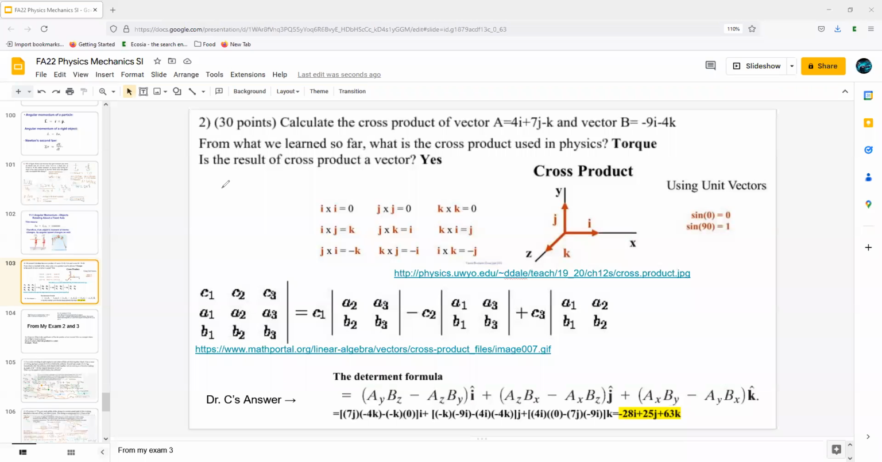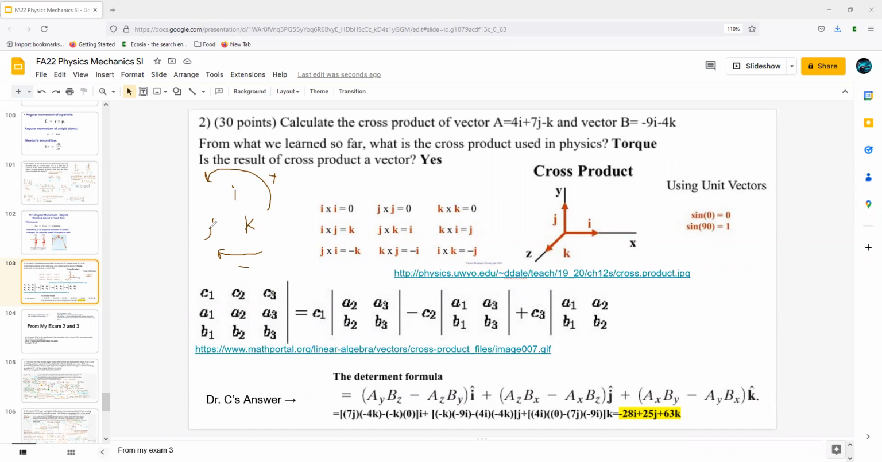You do I, J, K. And then if you're moving in this direction, then it's positive. But if you move the opposite direction, then it's negative. So here you see right here.